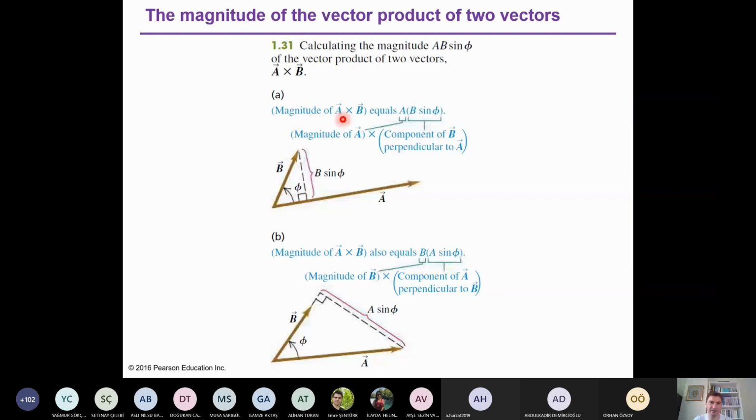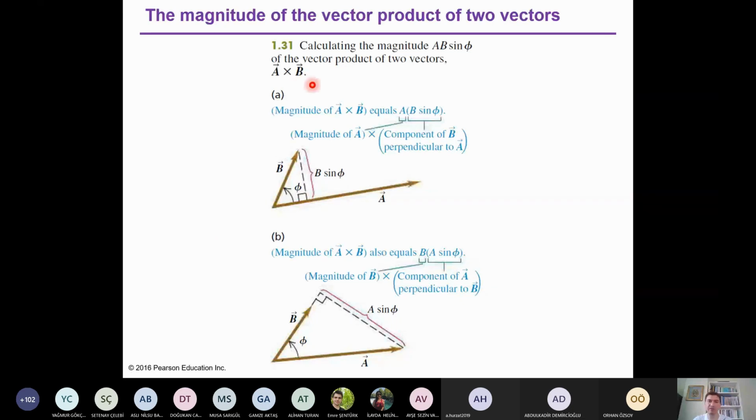So A vector and component of B perpendicular to A. This is the B vector. If you take the component of B perpendicular to A, okay, component of B perpendicular to A, this is the magnitude of A cross B.